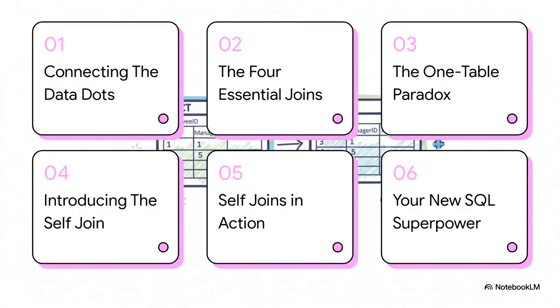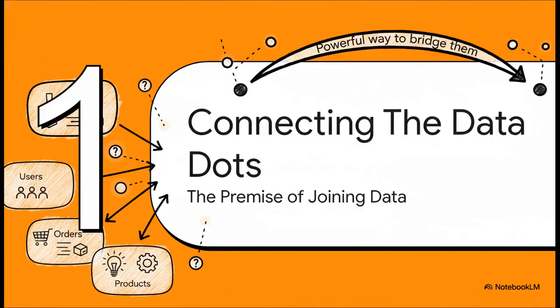Okay, so here's what we've got on tap. We'll start with connecting the data dots, then a quick look at the 4 essential joins. After that, we hit a really interesting one-table paradox. That's going to lead us right to the main event, introducing the self-join. We'll see it in action, and by the end, you'll have a new SQL superpower. Let's get into it.